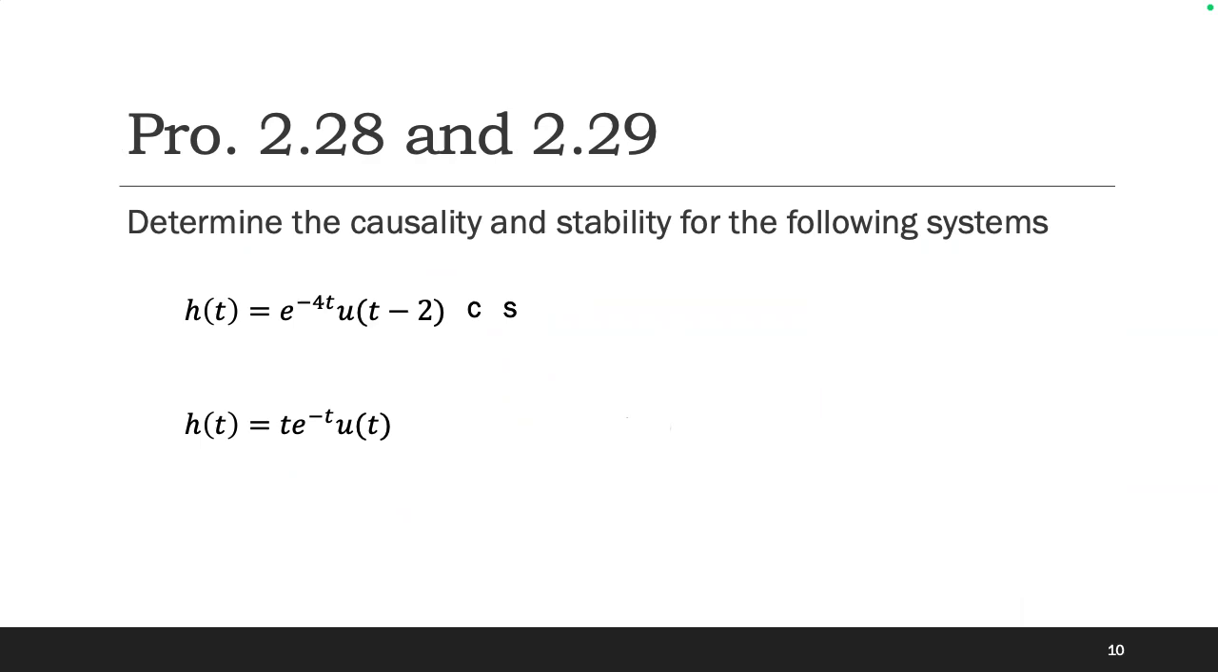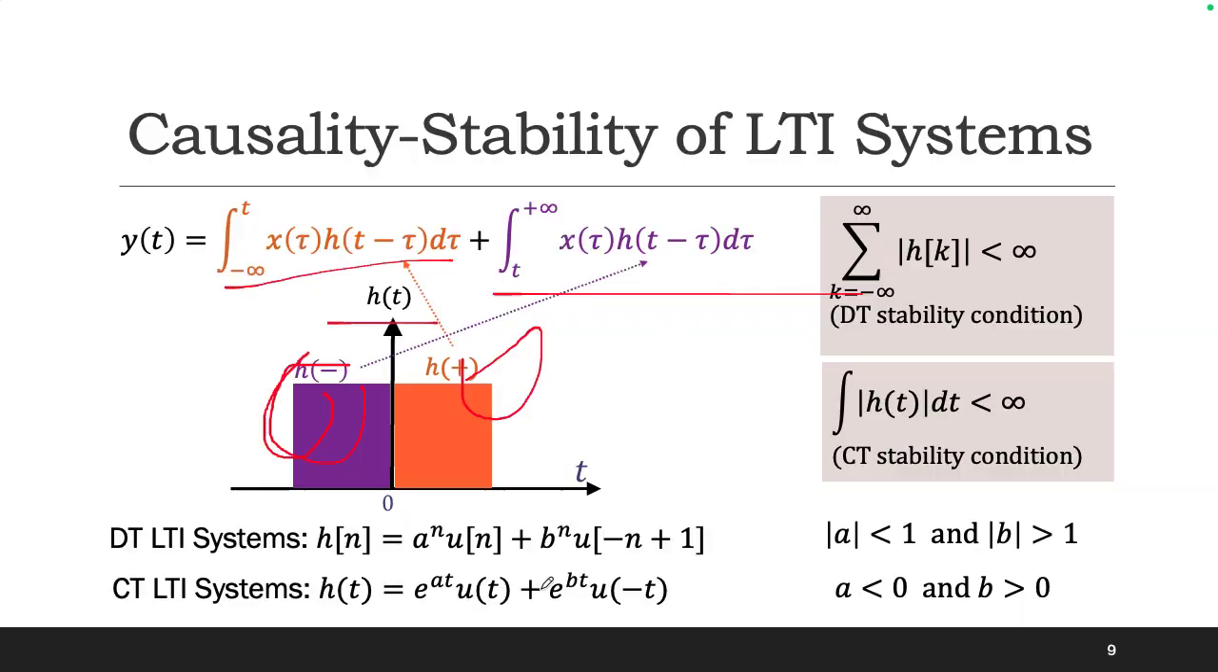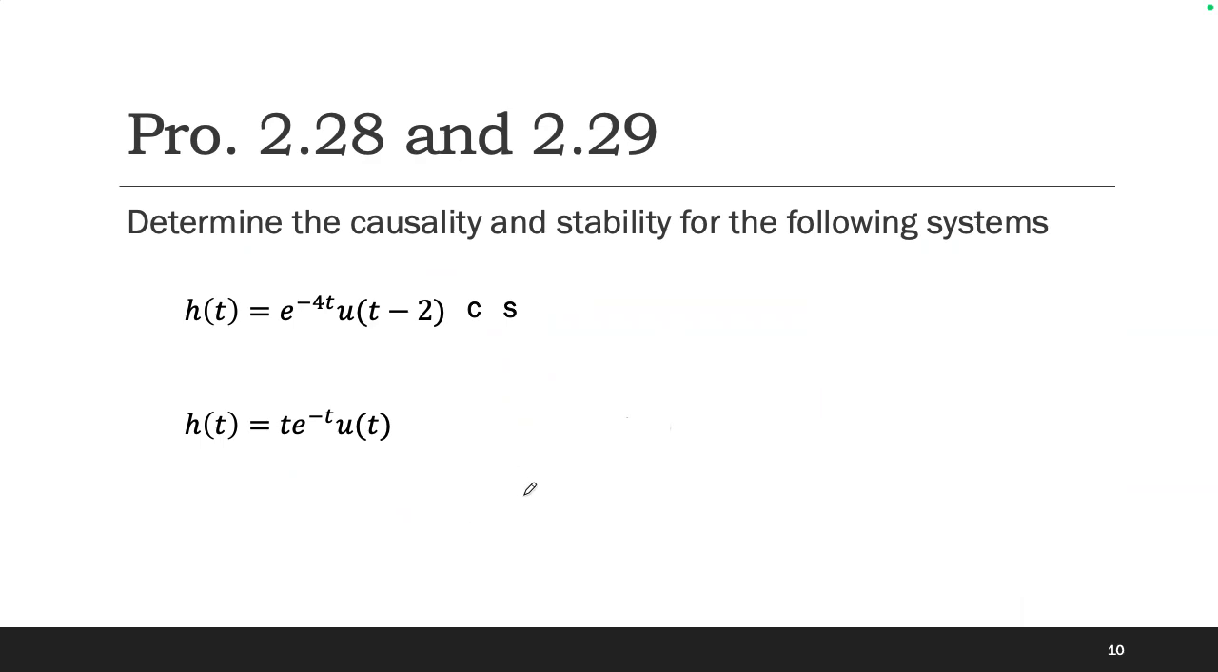Is it stable or not stable? Oh, is it causal or not causal? It is causal because t is greater than or equal to 0, right? How about stable? Actually, for stability, you cannot use this rule, because here there is a t. But let's try to use the equation.